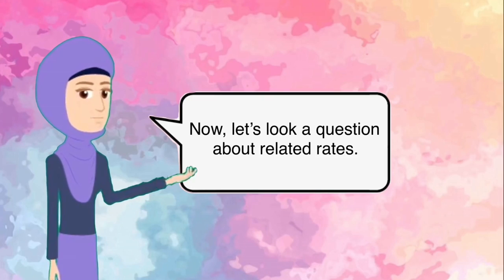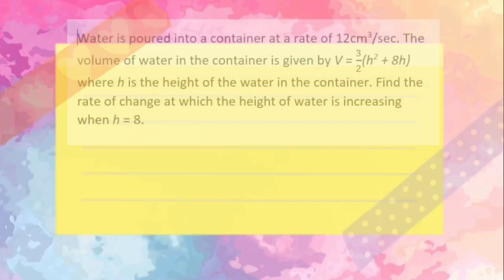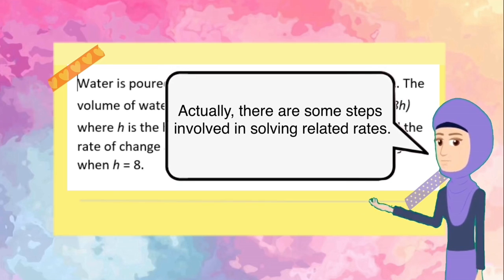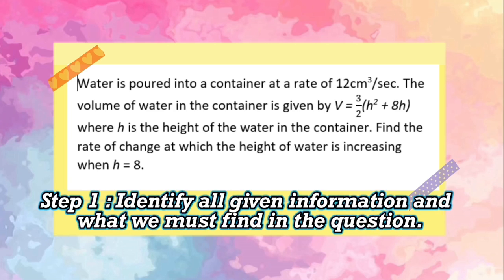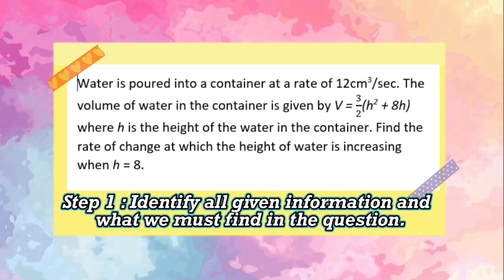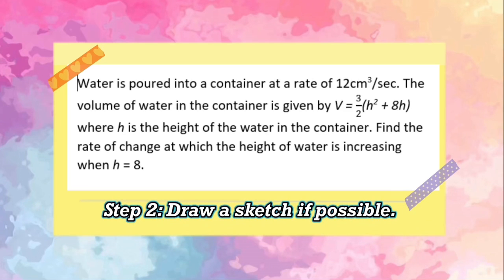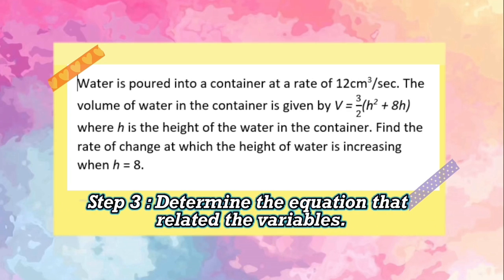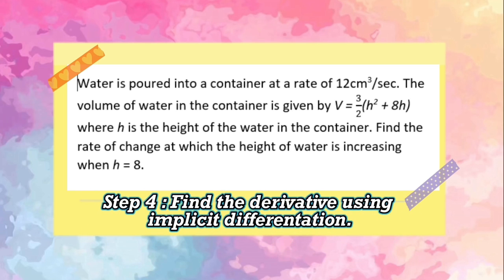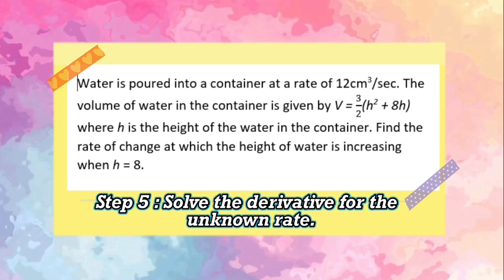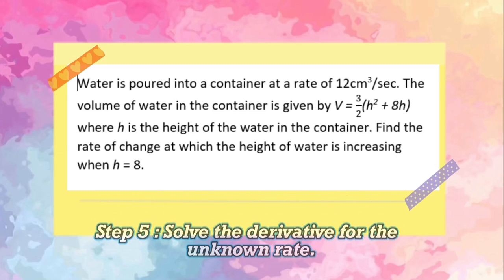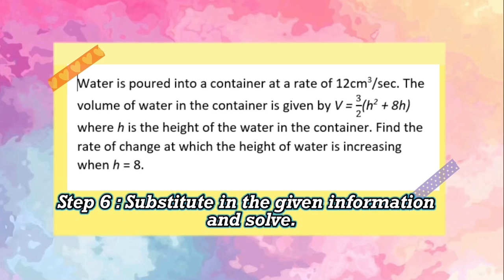Now, let's look at a question about related rates. Actually, there are some steps involved in solving related rates. Step 1. Identify all given information and what we must find in the question. Step 2. Draw a sketch if possible. Step 3. Determine the equation that relates the variables. Step 4. Find the derivative using implicit differentiation. Step 5. Solve the derivative for the unknown rate. And step 6. Substitute in the given information and solve.